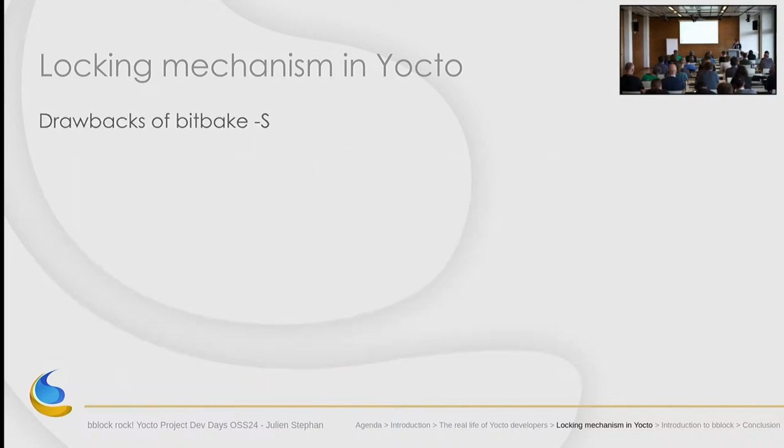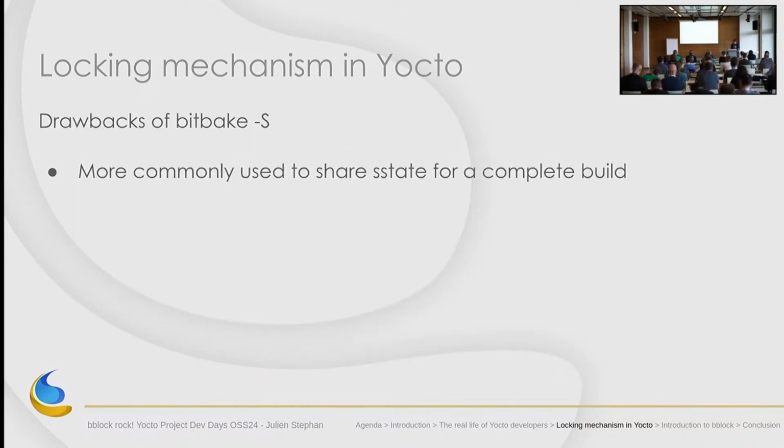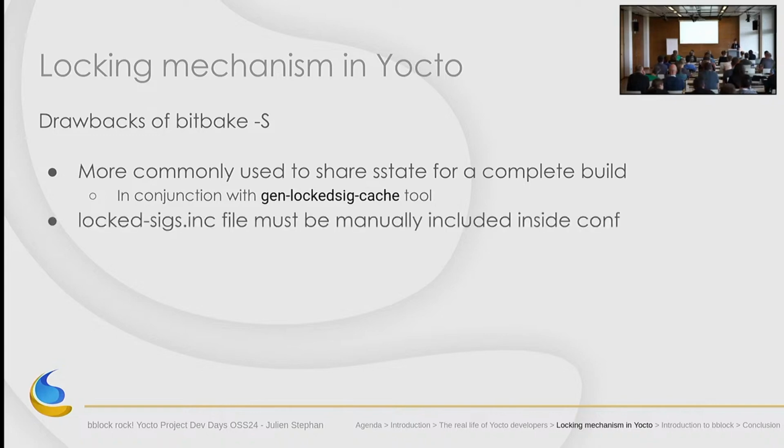But bitbake -S has some drawbacks. First, it is more commonly used to share a full sstate for a complete build. And you have to use it with another tool, which I'm not going to pronounce either. It is documented on the wiki page I showed you before, so you can go and see. The generated file, locked-sigs.inc, must be manually included inside conf. So the user has to manually include this file, typically in their local.conf file.